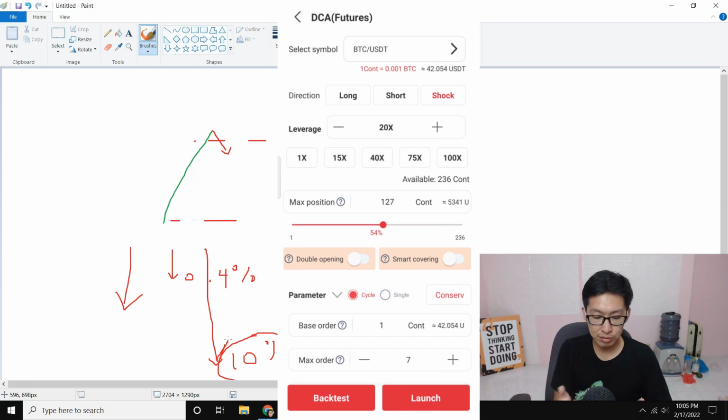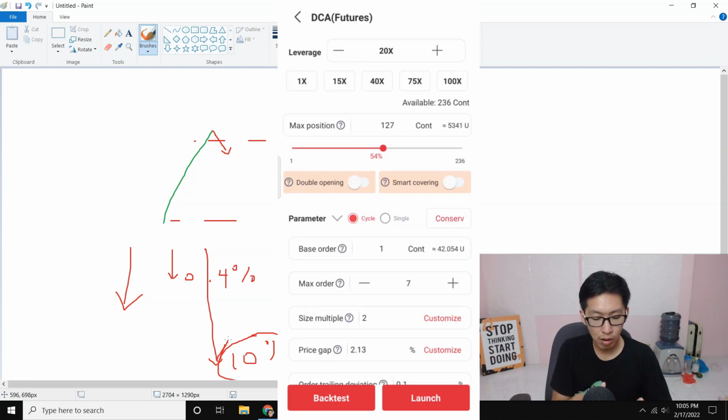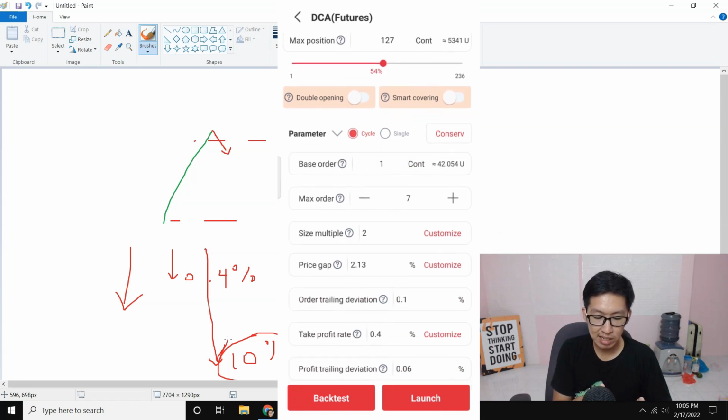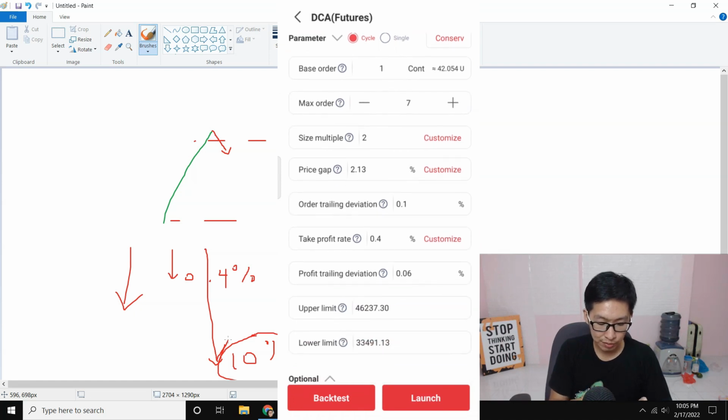And you can short as well if you want to. All the settings here, guys, you can play around with. Again, there is cycle and single. Cycle meaning the bot will keep opening positions. Single meaning once you take profit, it will stop. And all these settings were already explained to you.